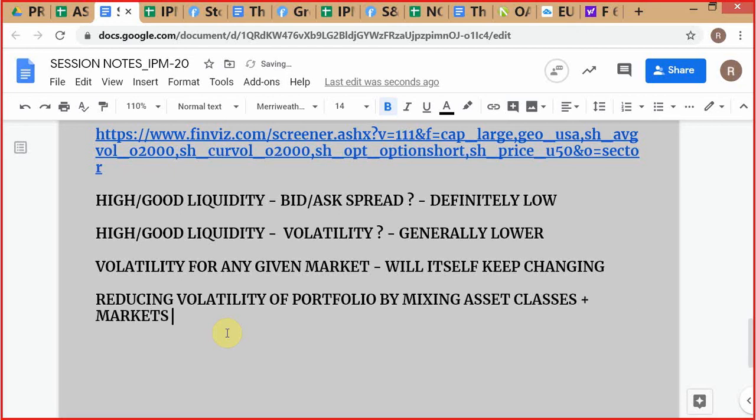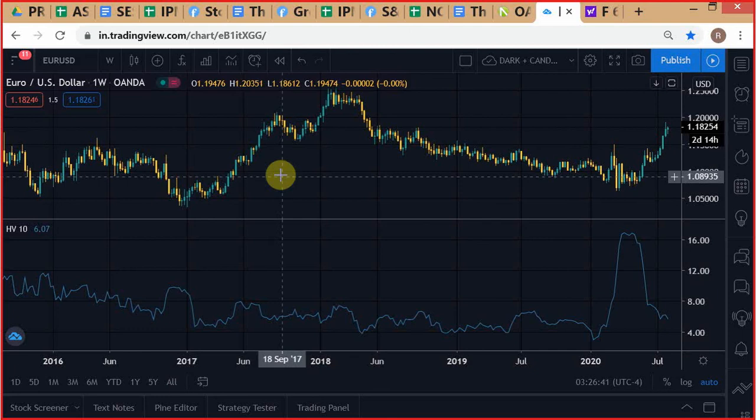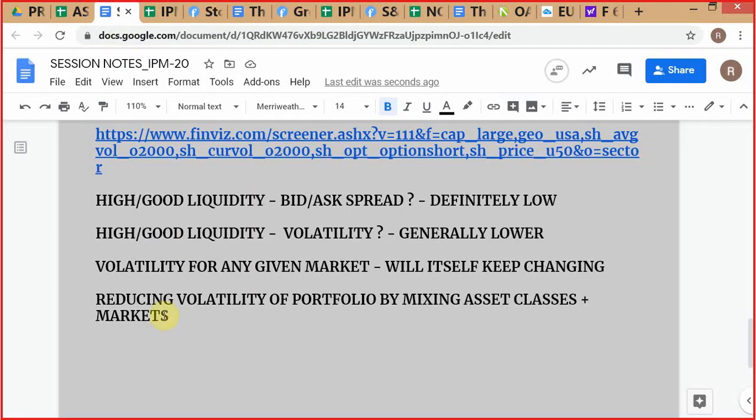So in this case, when you look at the QQQ, when we showed you the QQQ, it has lower volatility, yes, because it's a basket of stocks. So there you're reducing the volatility. It is correct. This is basically the argument of diversification.